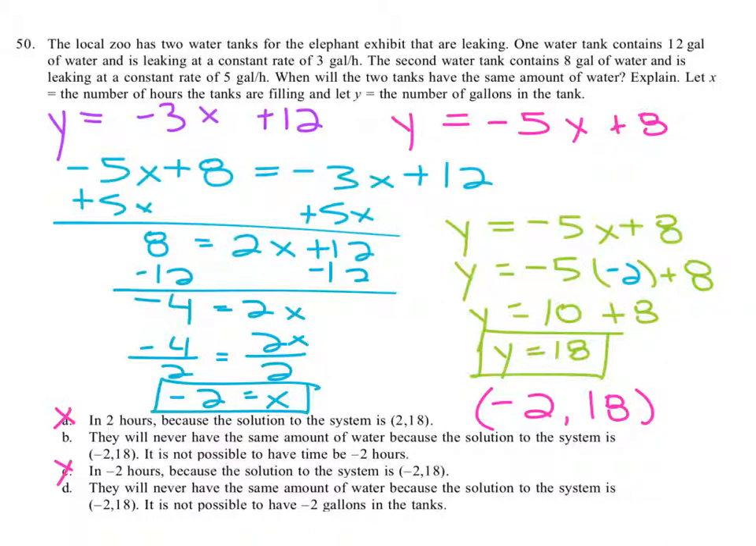And then D says, they'll never have the same amount of water because the solution to the system is negative 2, comma, 18. It's not possible to have negative 2 gallons in the tanks. But negative 2, the x coordinate, actually, if we look up top, what is x? Let x equal the number of hours, not the amount of water, the number of hours. So that doesn't correctly discuss what it means to be negative 2 for x. Negative 2 for x is not about the gallons. X coordinate is the time. So it can't be D either. And that leaves us with B as our final answer. And we're done.